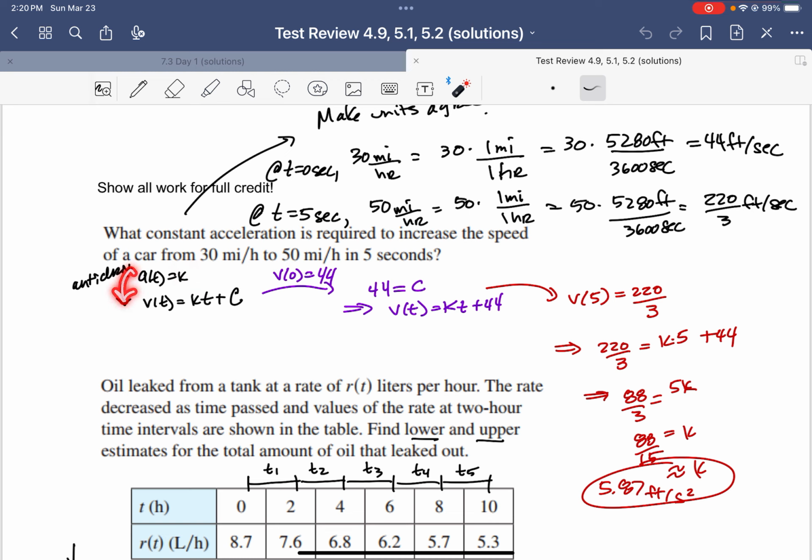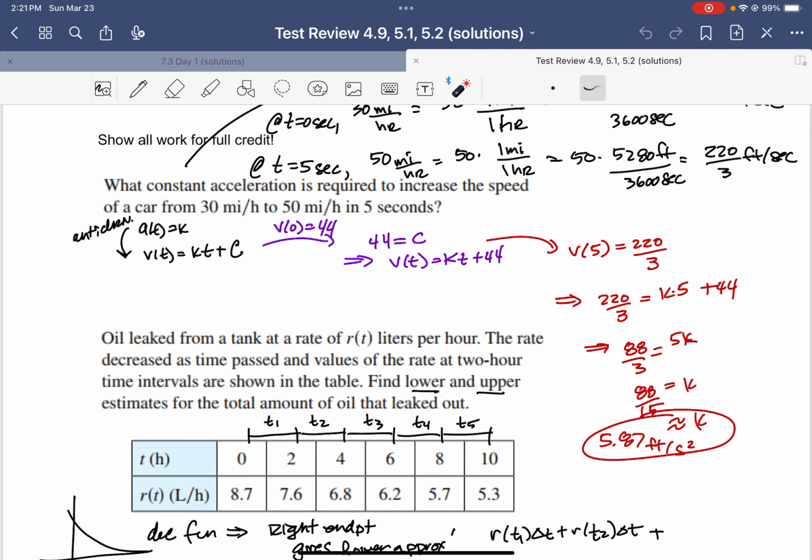When we take one antiderivative, we get velocity as kt plus c. Now c is what I want, but we know that c is just the initial velocity of 44 feet per second. So we get that velocity is kt plus 44. Then when we plug in 5 seconds, we must get this out. That means we plug 5 in here and solve for k, which is 5.87 feet per second squared.